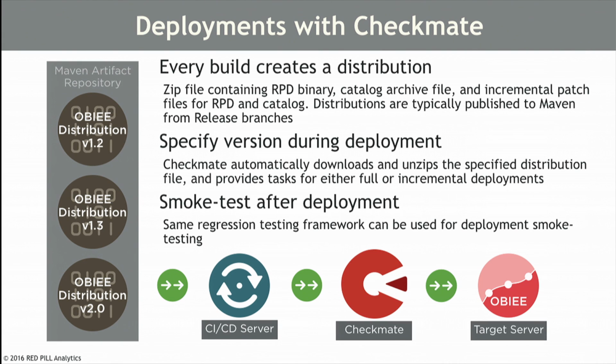It's a Gradle build script. It already has the version to promote, pulls it down from Maven, unzips it, and uses all the different APIs to push everything. And because we have this regression testing framework, it immediately becomes a smoke testing framework. Okay? This same set of tests that you've run over and over again during the regression testing process and the development process can become your smoke testing.